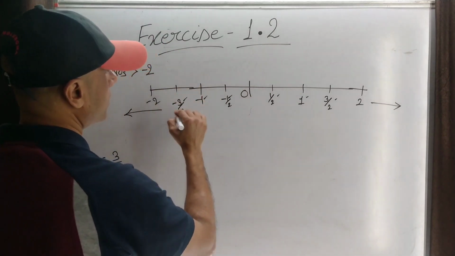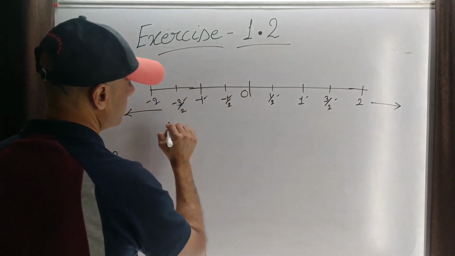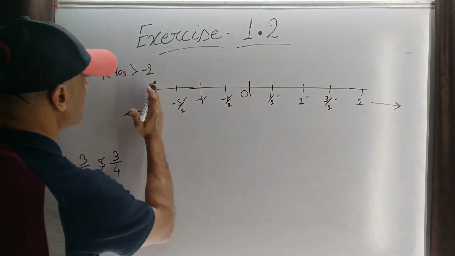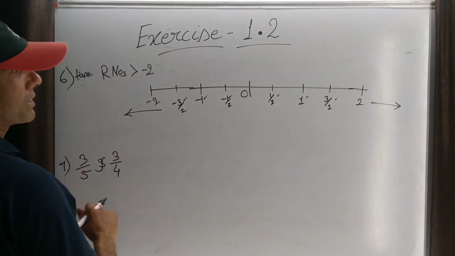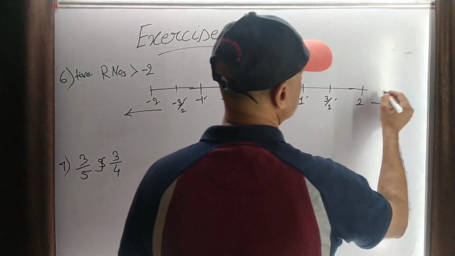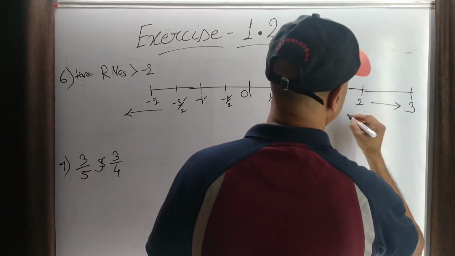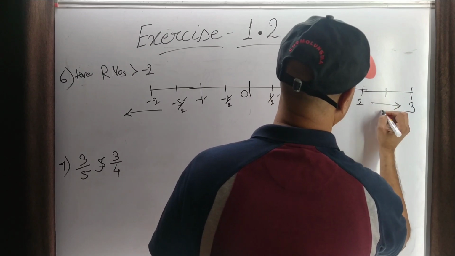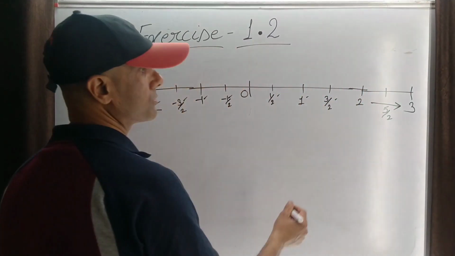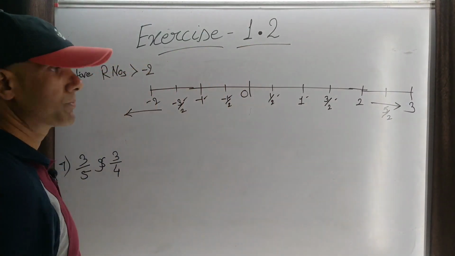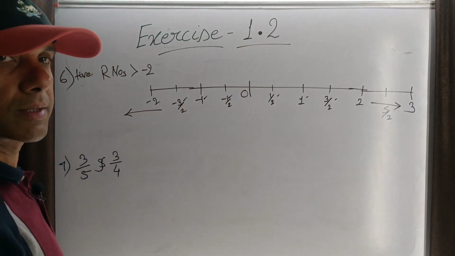So these all are numbers which are on the right hand side of -2, hence are greater than -2. Okay, you can further increase it. Suppose there is 3, so you can again divide it into 5/2. Okay, this becomes 6/2, that is 3. So you can take 5/2 also this way. Clear?